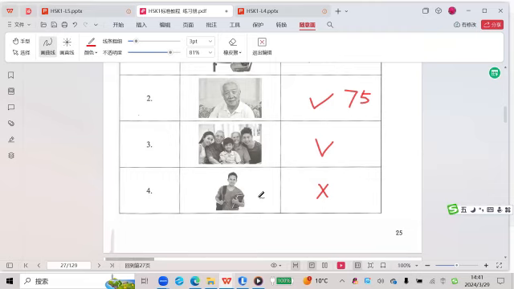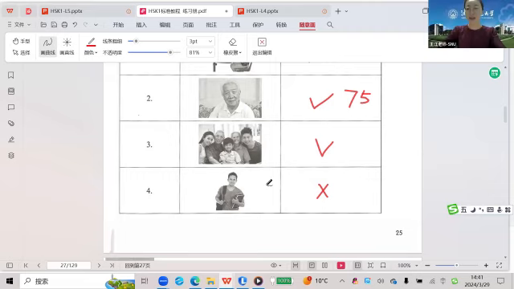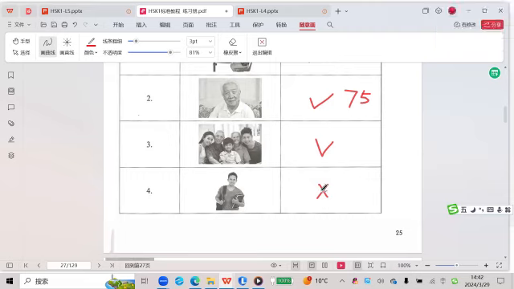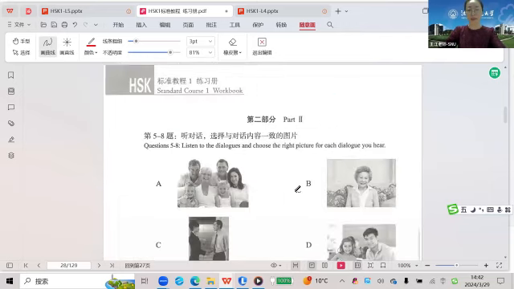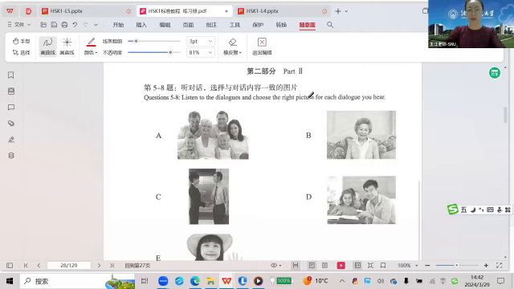40岁. 40岁, how old? 40. Yes, right. 40 years old. We heard 40岁, 40 years old. But I think he is a young man in the picture. He is not that old, okay? So it is wrong. Okay, let's go on to listen to part two.